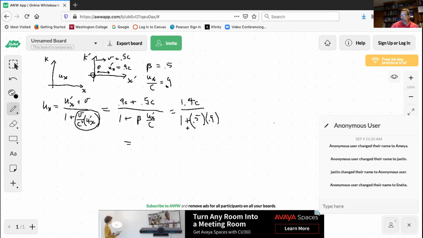When I do this, 1 plus 0.5 times 0.9, that's 0.35, I guess, isn't it? Or no, I'm sorry, 4.5. What am I thinking? 9 times 5 is 45. So this is 1.4c divided by 1.45. Less than 1. That's a good thing. And so I put that in my calculator. I got 0.966c. Okay, so that's the first problem.